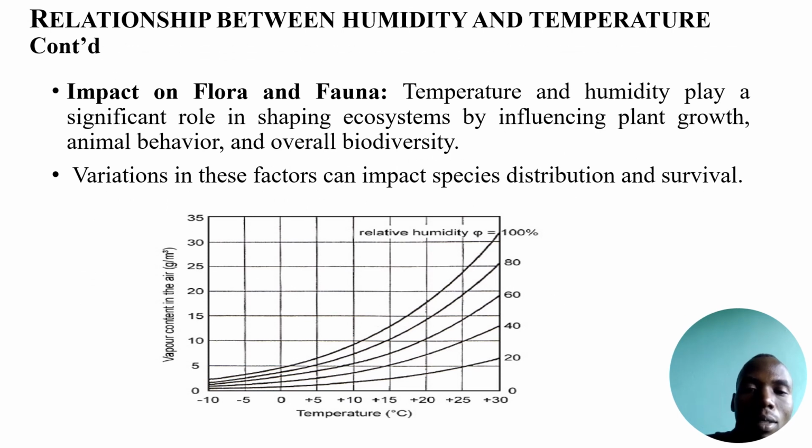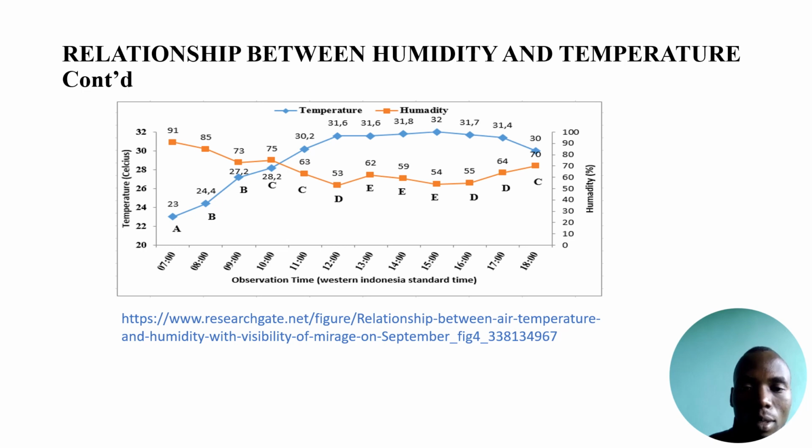Then the next point is impact on flora and fauna. Temperature and humidity play a significant role in shaping ecosystems by influencing plant growth, animal behavior, and overall biodiversity. So the relationship can also be shown by the variation of the factors that can impact species distribution and survival. The following graph shows how humidity and temperature can vary. The curve also shows the link between humidity and temperature, where the blue curve shows temperature and the other one shows humidity.